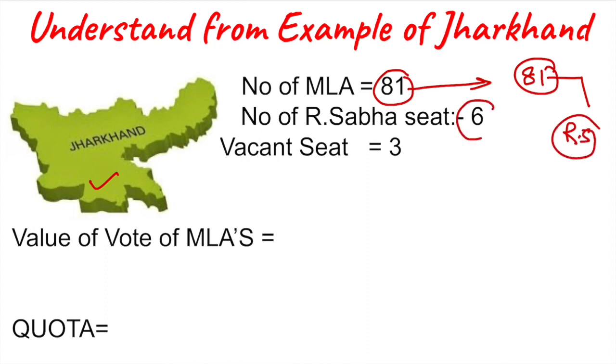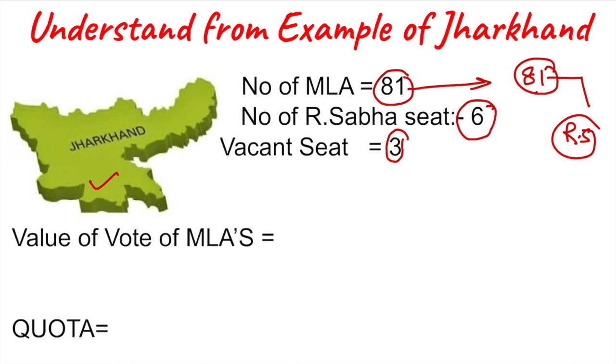Now, the number of Rajya Sabha seats in Jharkhand is 6. Basically, these 81 members will elect 6 members for the Rajya Sabha from Jharkhand. But in any case, it cannot happen that all the Rajya Sabha seats from Jharkhand are vacant. So for example, let's take an example where 3 seats are vacant at a time. Understood? Now we will move into how the single transferable vote system works.